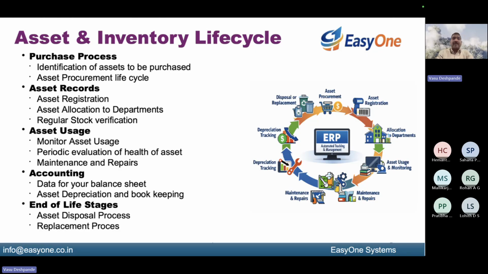The second stage of the life cycle is asset records. As soon as the asset comes, you are going to register it. You are probably going to print a barcode and paste it on it. A printer has come, a laptop has come, or a mobile has come. You paste a barcode with the name of the asset and who it belongs to. If it is lost, who should replace it? Who should be informed? All that information you put in.